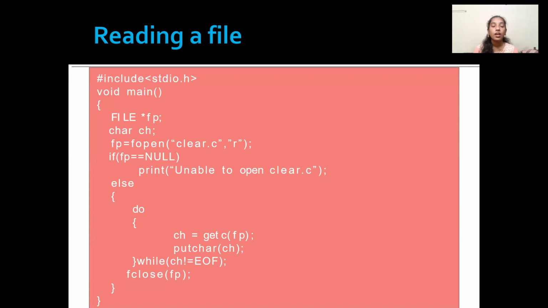Let's see the program. As we said, first we need to declare a file pointer, and then we declare a character. Now we are opening the file, that is, fp equals fopen of file name and the mode. Since we are reading the file, we keep the mode as r mode. We check that if fp is equal to NULL, then we print unable to open the file. Else, we continue till the end of the file in the while loop, getting character by character from the file and giving the output to the screen.